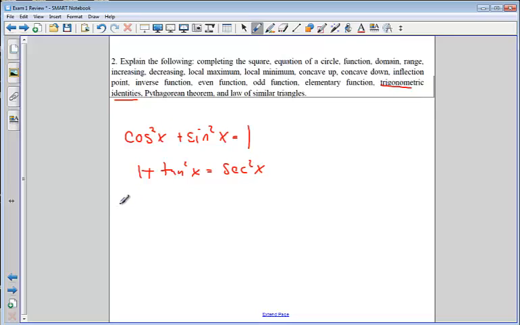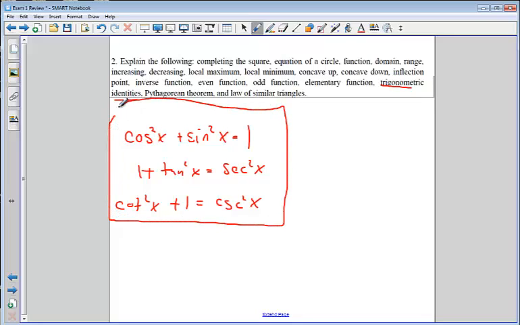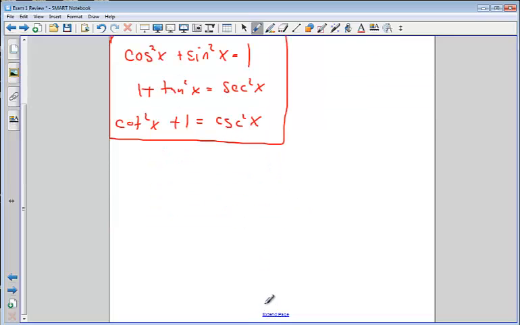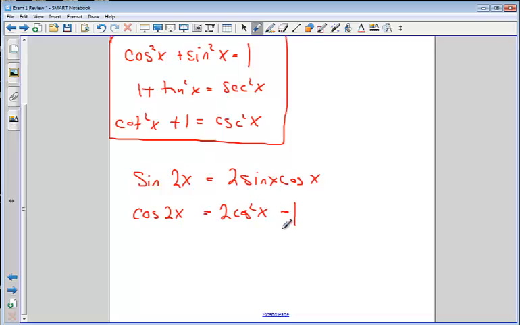If you divide by the other one, you get cotangent squared x plus 1 is equal to cosecant squared x. So these are the standard first three identities. We also have the double angle identities. So sine of 2x is equal to 2 sine x cosine x, and cosine of 2x is equal to 2 cosine squared x minus 1. So these are called the double angle identities.